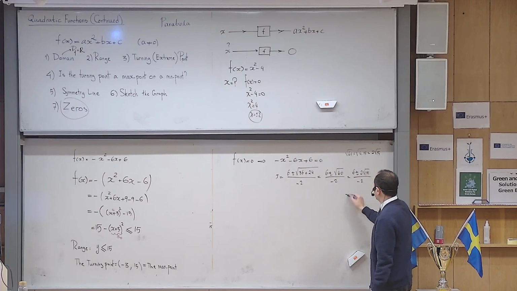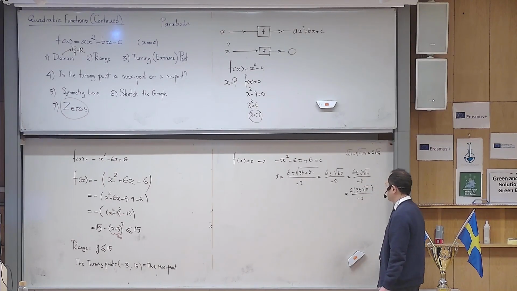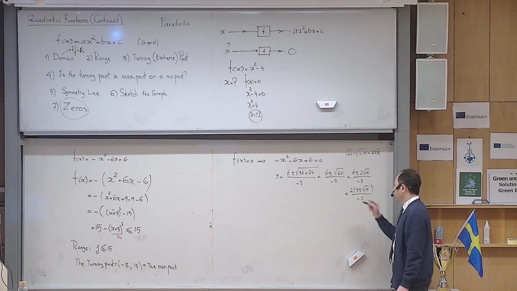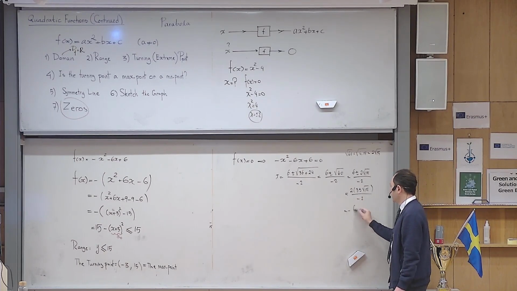In the numerator, I can pull a 2 out, so it becomes 3 plus or minus the square root of 15, divided by minus 2. These 2 and 2 are gone, the minus sign is left, so it becomes minus 3 plus or minus the square root of 15. So these are the zeros.